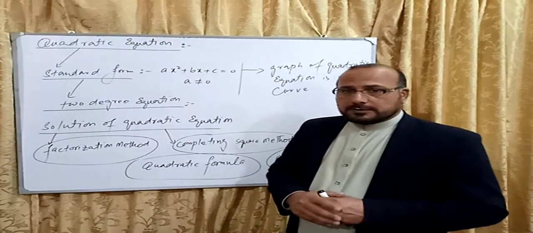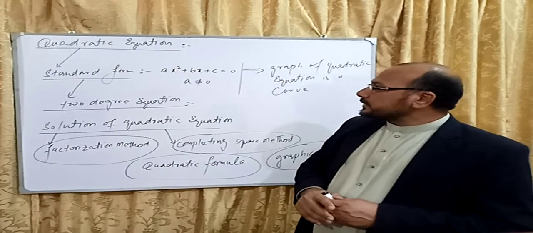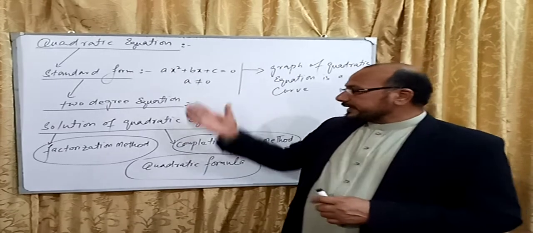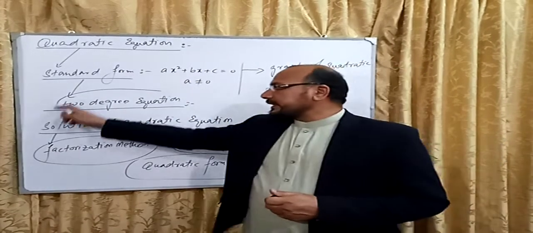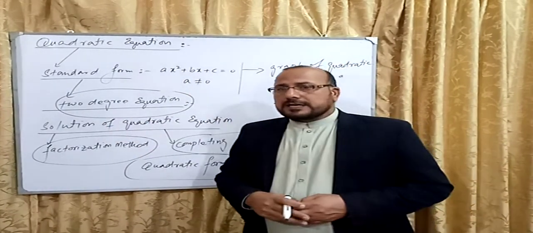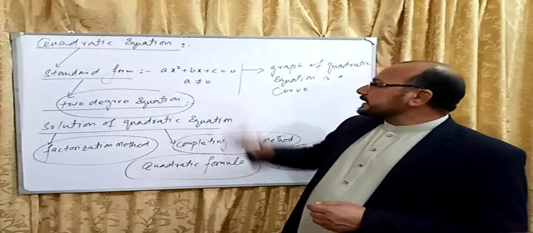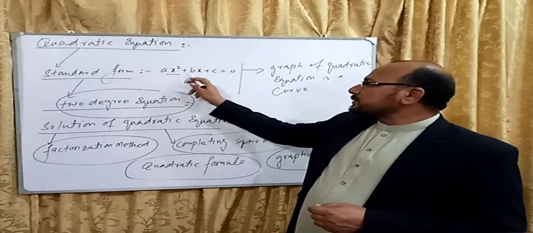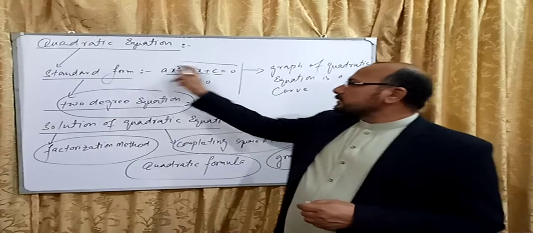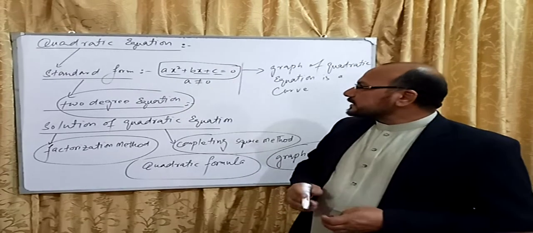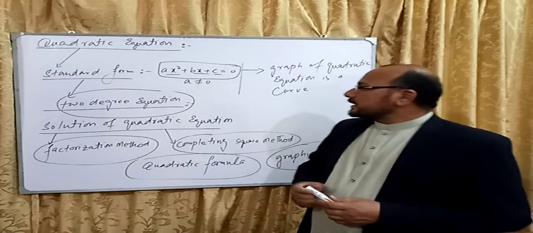So what is meant by quadratic equation? Basically, a quadratic equation is the 2-degree equation. This is basically called the 2-degree equation. 2-degree equation means that when we have the equation in the form of ax squared plus bx plus c equal to 0, this kind of equation is basically called a quadratic equation.